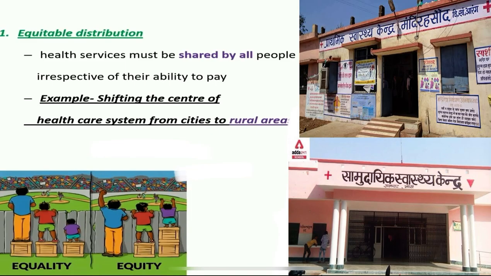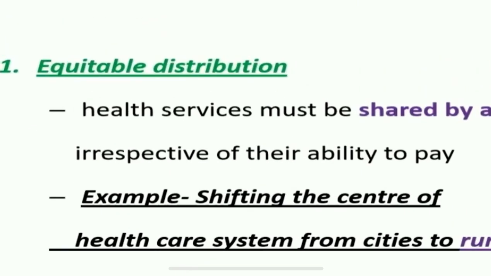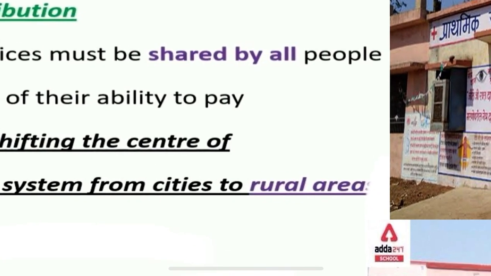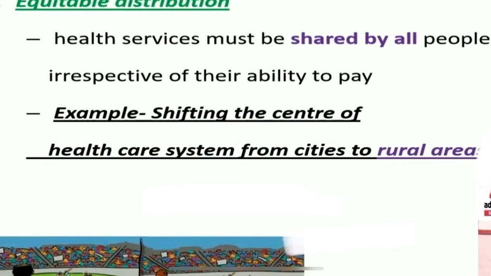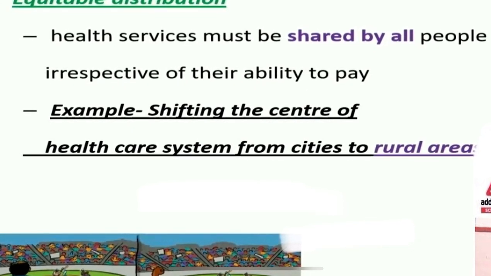Beginning with equitable distribution. The first key principle in the primary healthcare strategy is equitable distribution of health services. What do they mean by equitable distribution? The health services must be shared equally by all the people, irrespective of their ability to pay. All the people, in the sense, the rich, the poor, people residing in urban areas, people residing in rural areas, all should have access to health services.